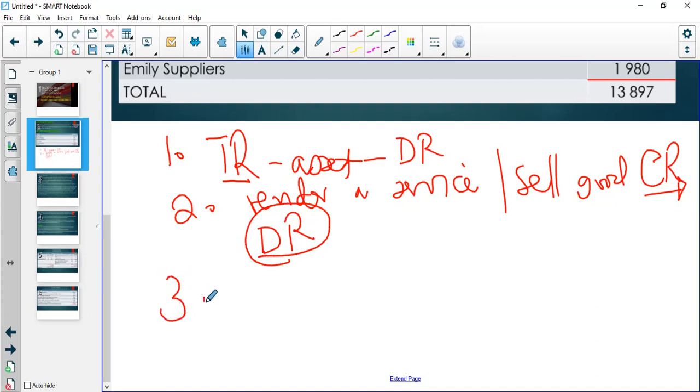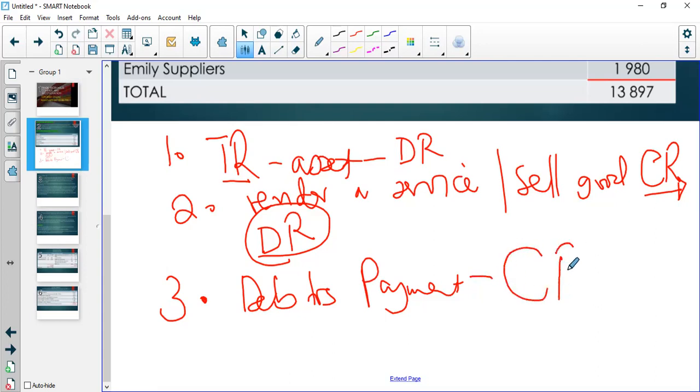Then the third thing you need to remember is that when debtors make payment, it is credited to the trade receivables control, because we're going to debit bank and credit the debtors control. The debtors have paid, so they are decreasing.